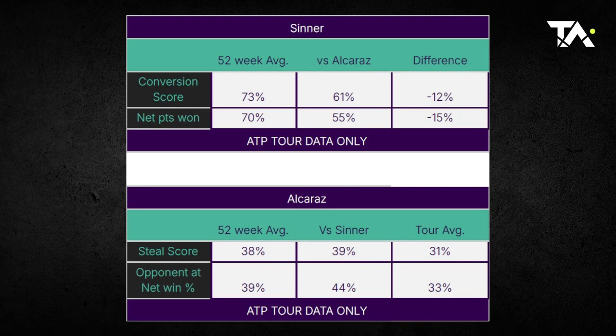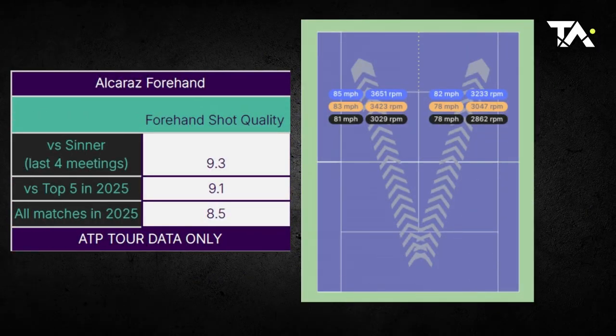When they play each other, Alcaraz wins the crucial battle of attack and defense. Sinner has a massive drop-off in his conversion score because the weapons that allow him to convert versus the rest of the tour are significantly less effective in this matchup. Finally, Alcaraz is able to maintain his tour-leading defensive numbers. They actually increase slightly.